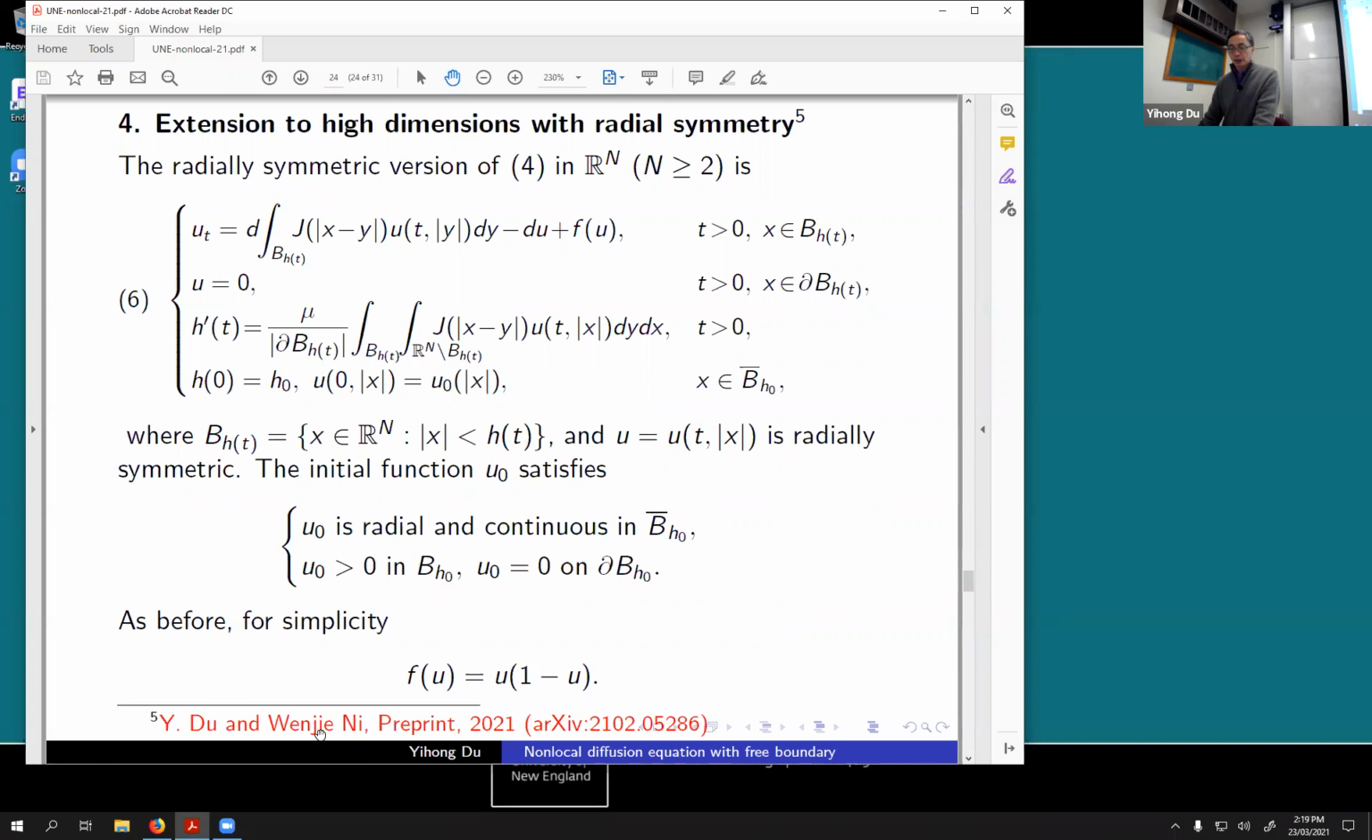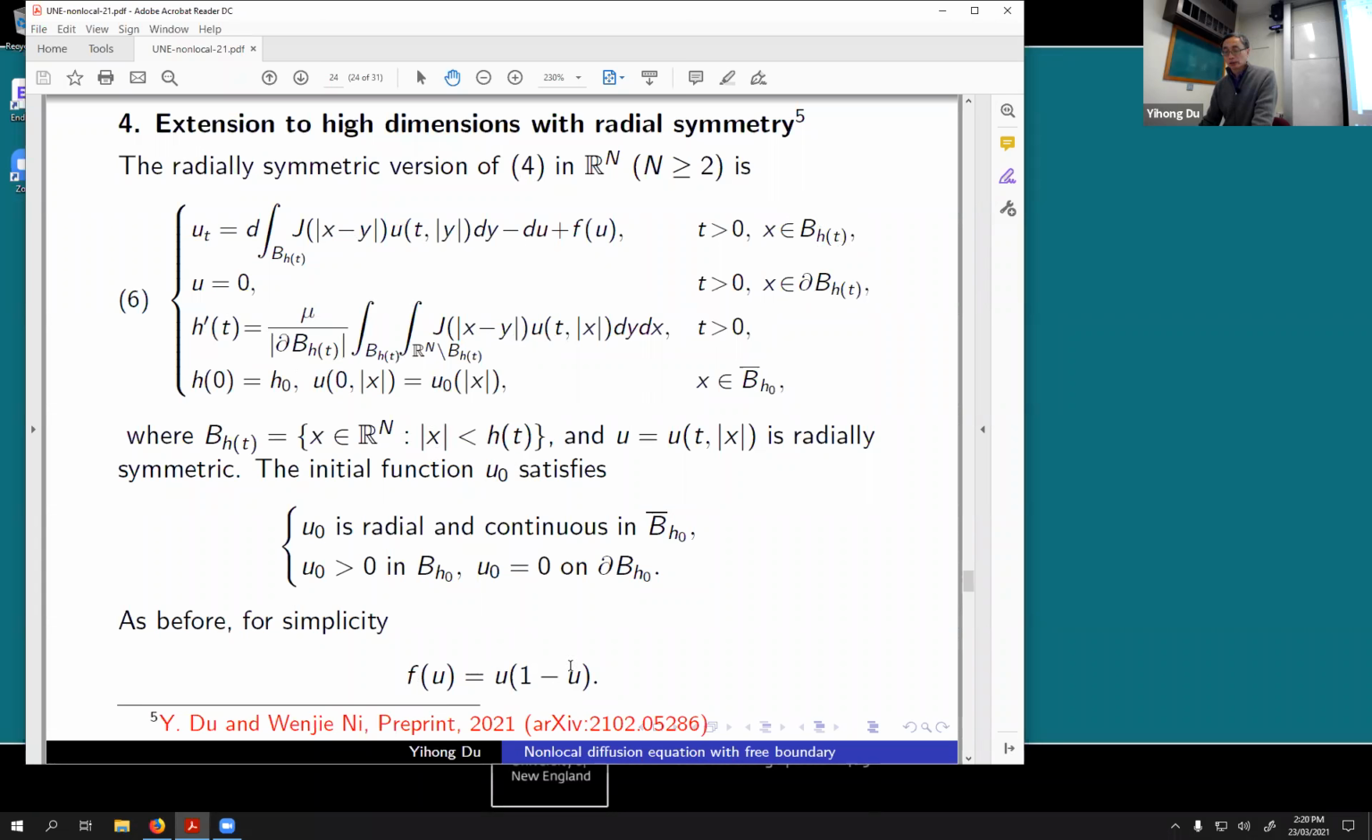Now, more recently, again with Wen-Jie, we look at the case in high dimension with radial symmetry. Model 4 would be in that form. Instead of an interval, we now have a ball with radius h(t). x equals h(t) is the free boundary. The boundary of this population range, which is a ball, is 0, and accordingly the free boundary equation is like that. Again, we take f, the Fisher nonlinearity.